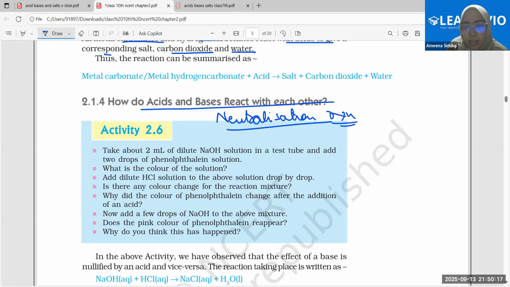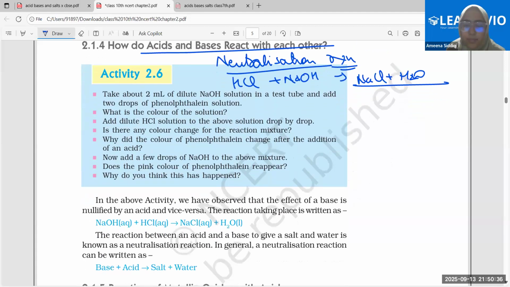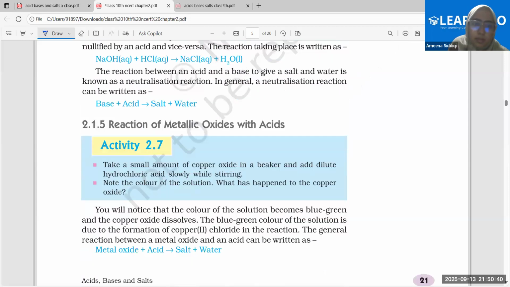I will write the example here. Example: HCl aqueous, very obvious, NaOH aqueous, give the salt, yes, bachcho. NaCl plus H2O. What type of chemical reaction is this, beta? Double displacement. Excellent. It's a double displacement reaction. Base plus acid will give us salt plus water.